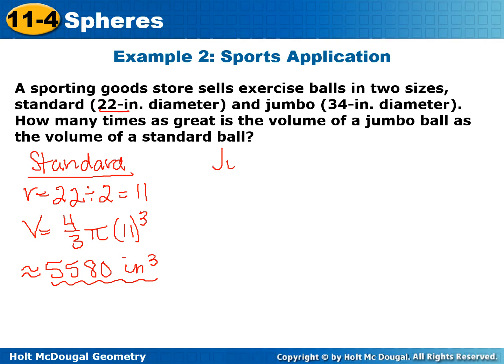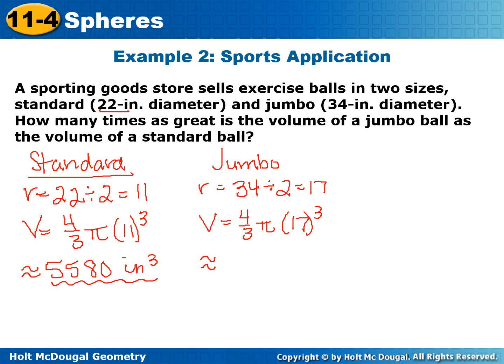Now the jumbo ball has a diameter that is 34. So we need to divide that in 2, and that's going to give us 17. So our volume for this one is going to be 4/3 pi times 17 cubed. So using our calculators, we're going to find that it's approximately 20,580 inches cubed for its volume.